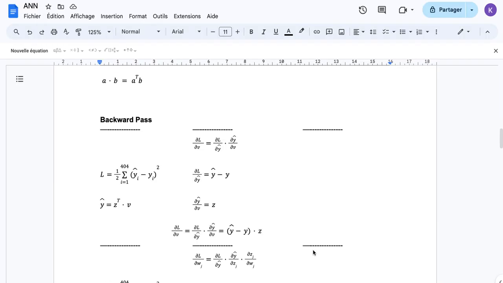A neural network is typically trained over multiple iterations. A training iteration is called an epoch, and during each epoch, there is a forward pass where predictions are made, and a backward pass where the weights of the neural network are updated to make better predictions.